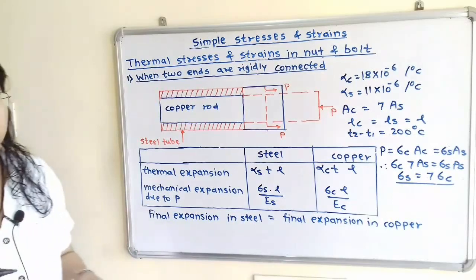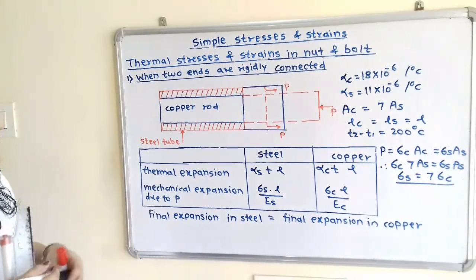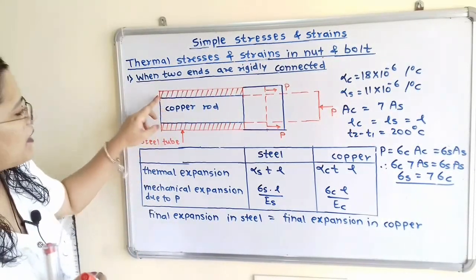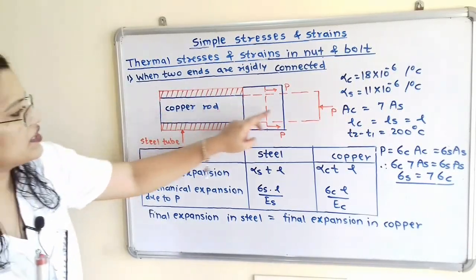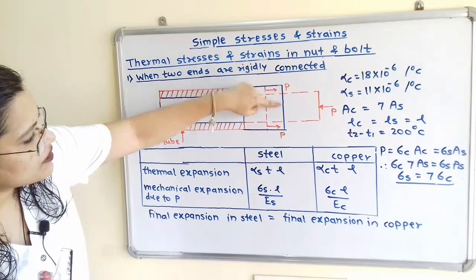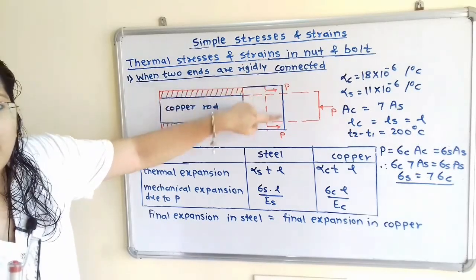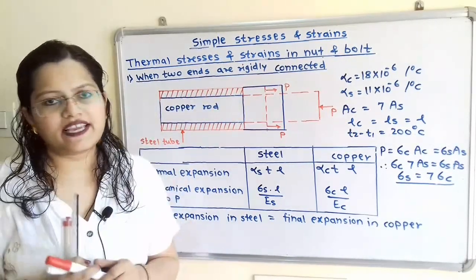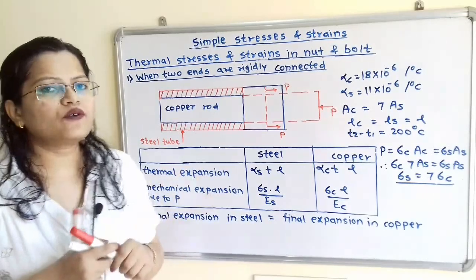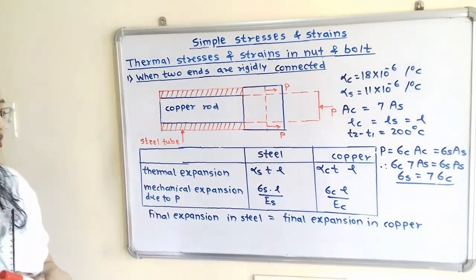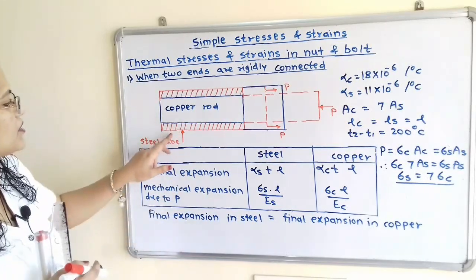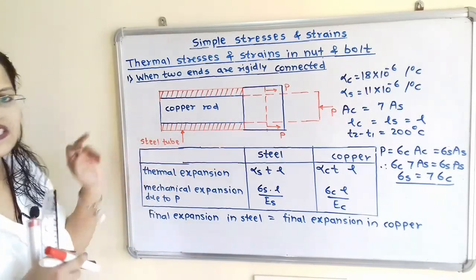And then the third step, we know that from the diagram, final expansion in steel is equal to final expansion in copper. So if we observe, this blue vertical line is the final expansion. So how to write this final expansion? So with reference to this diagram, final expansion in steel. So here is the steel tube.